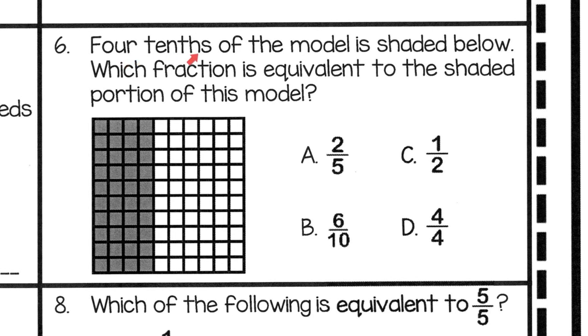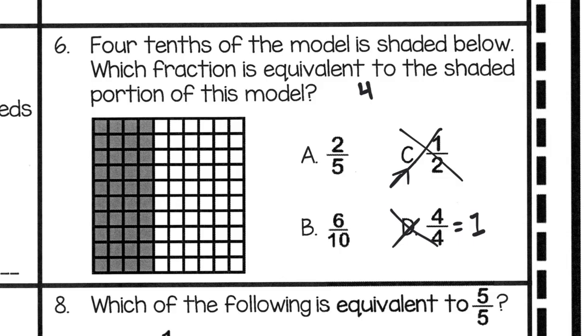On number 6, it says 4/10 of the model is shaded below. Which fraction is equivalent to the shaded portion of this model? So this is 4/10 that's shaded in. I have to figure out which one of these is it the same as. 4/4 is the same as 1. And that whole thing is not shaded in, so that can't be it. 1/2 would mean that I would have a whole half shaded in, which I don't have there, so that can't be it. So it's either going to be 6/10 or 2/5.